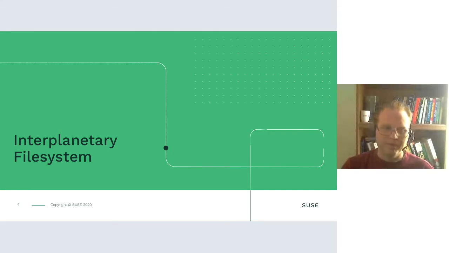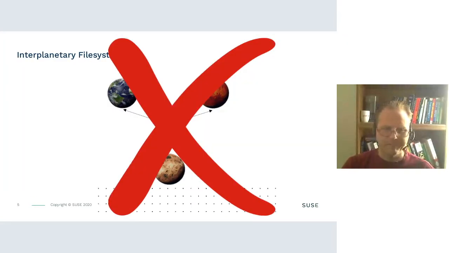So let's start with a simple summary of what an Interplanetary File System is. Some of you may already know, but for those who don't, I'll go over that today. Afterward, we can discuss the various components. So let's start with establishing what it's not.